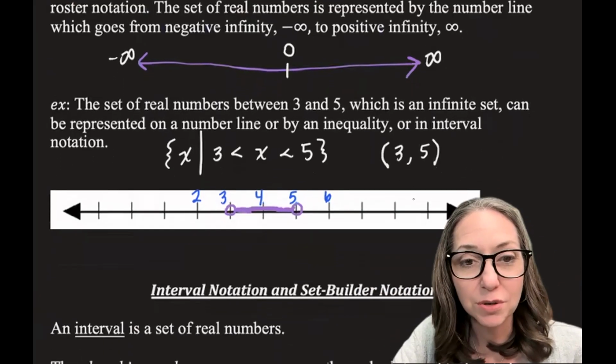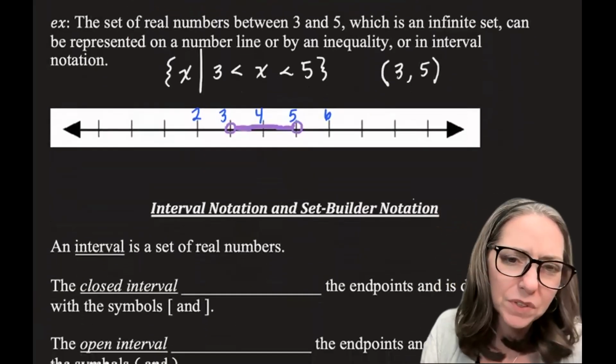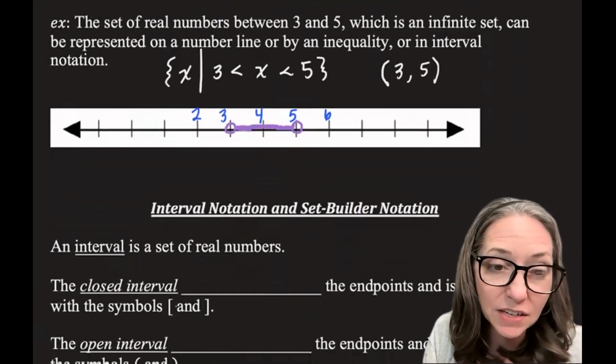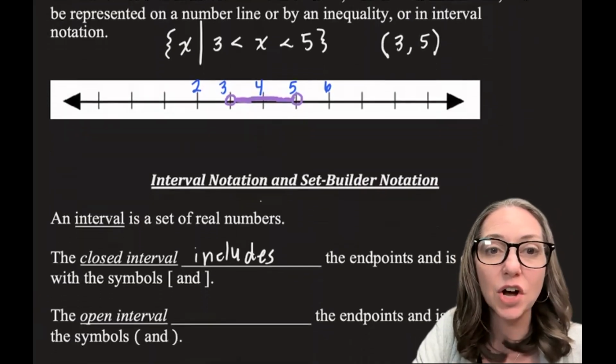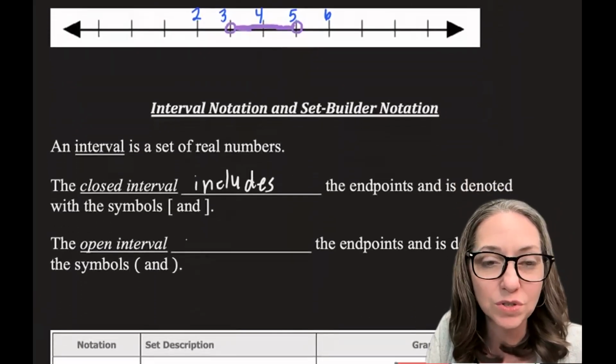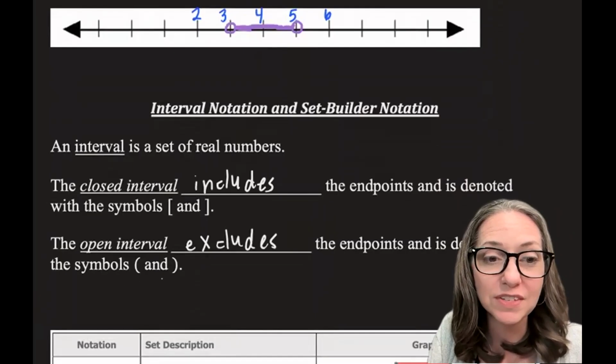Okay, so that's just a preview to this right here, an interval. An interval is a set of real numbers. A closed interval where we do include the endpoints, we use brackets. So a closed interval includes the endpoints and uses brackets, and an open interval excludes those endpoints, which is what we just saw a moment ago, and uses parentheses.